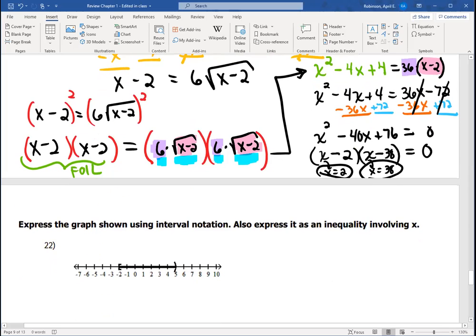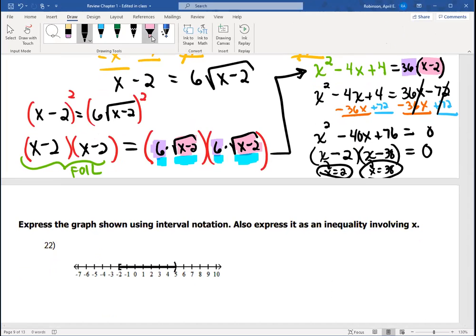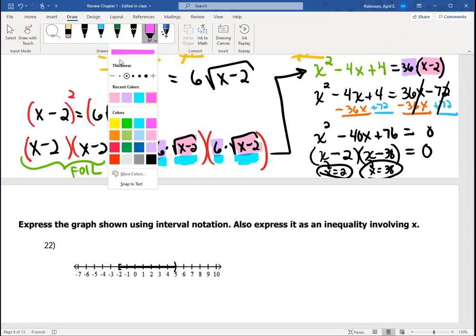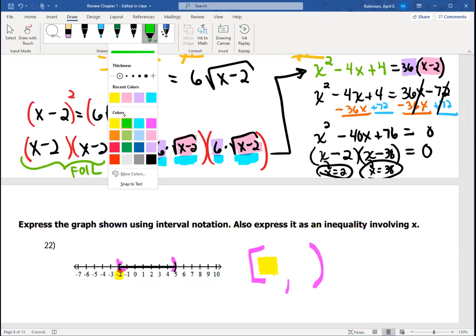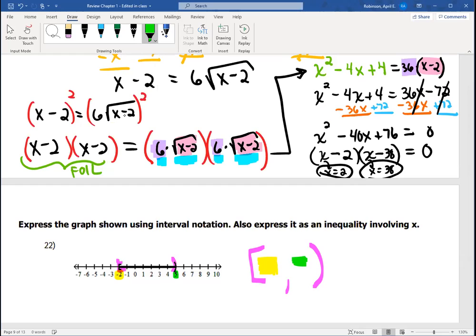All right, next. This one says, express the graph shown using interval notation. Also express it as an inequality involving x, and they're telling you to use x. All right, well, when I'm looking at this, I've got a bracket at this end and a parenthesis at that end. So that's what my interval is going to look like with a comma in between. And then when I look at my numbers, I've got a negative 2 here. That's what's going to go in this spot. And at the other end, you have a 5, and that's what's going to go in this spot. So it's bracket, negative 2, comma, 5, parenthesis.